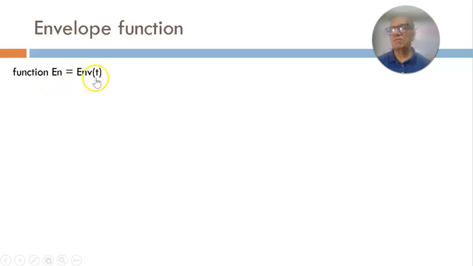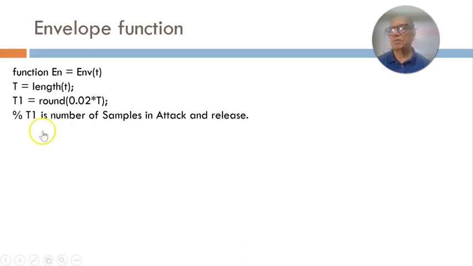So function en is equal to envelope T. Since T is already passed to the function, you calculate the length of T, which will tell you the total number of samples in the T. T1 is the number of samples, remember, in the attack phase and also in the release phase, and we say that it is 2% of the total time, so we write it as round of 0.02 multiplied by T. So remember, T1 is the number of samples in attack as well as release phase.